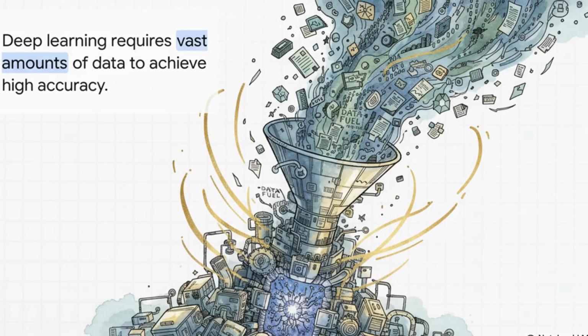But, there is a catch. To unlock all that autonomous genius, it needs fuel. Deep learning absolutely requires vast, almost unfathomable amounts of data to actually achieve high accuracy. Sure, it frequently outperforms us humans, but only if it's fed millions of data points to learn from. Without an absolute ocean of data, the engine just won't run.